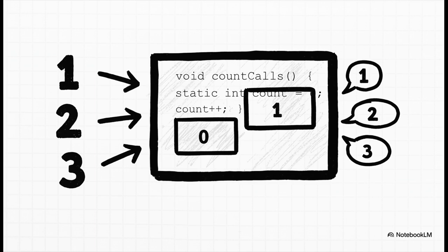Check out this count calls function. See that static int count equals 0? Here's the magic. That initialization to 0 only happens once, the very first time the function runs. So first call, count becomes 1, function ends. But count doesn't die. The next time you call the function, it picks up right where it left off at 1, adds to it and becomes 2, then 3, and so on. It remembers. This is so powerful.